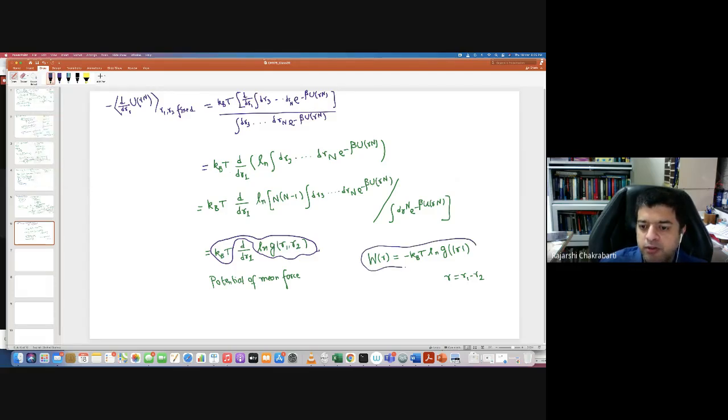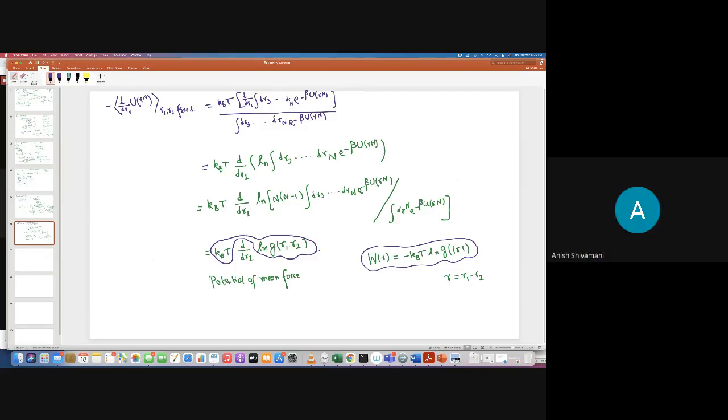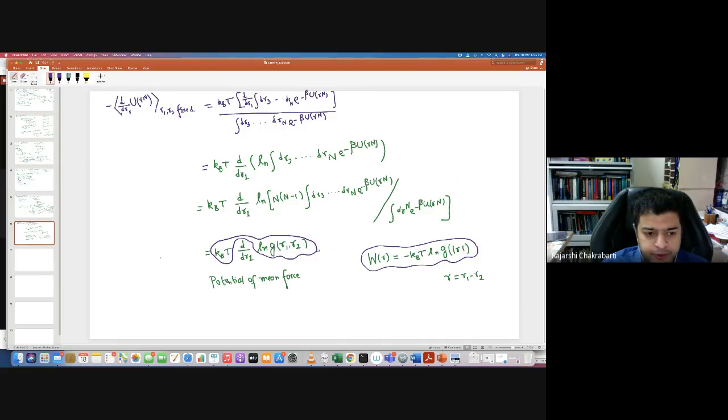Why is this so, Anish? And Kailash also, this is because this is a force, no? It's a negative derivative of some potential of mean force. It is like minus dw(r)/dr kind of thing, isn't it? Or you can call it r1 also, because I'm just taking the distance to be r. So this is how it is. That's why this is called the potential of mean force.